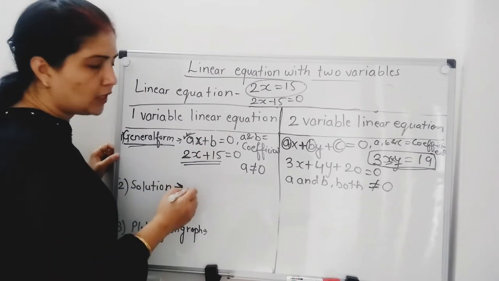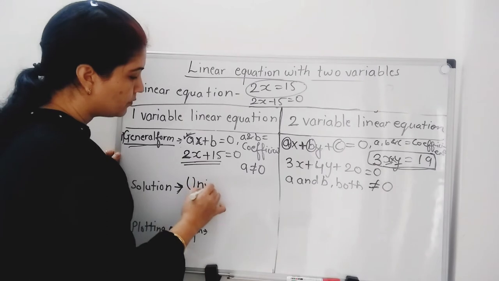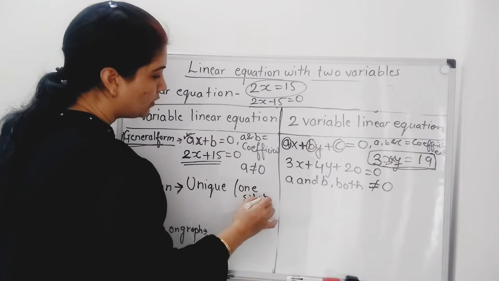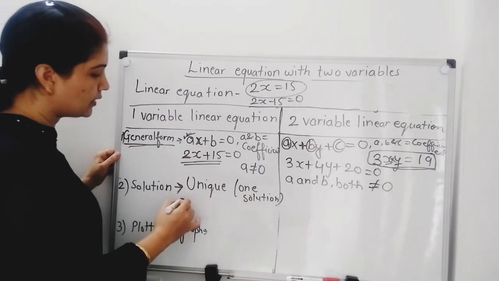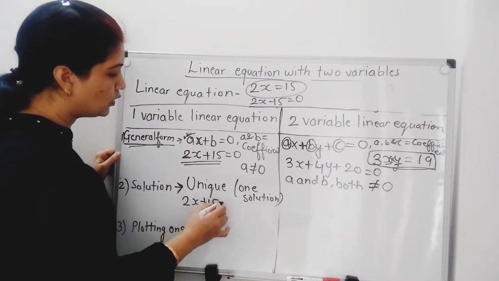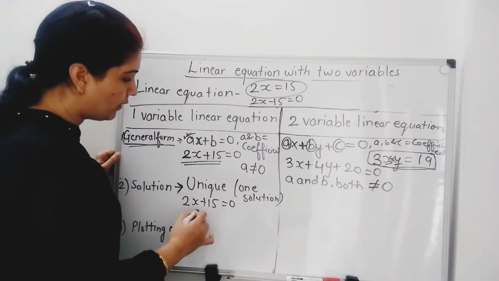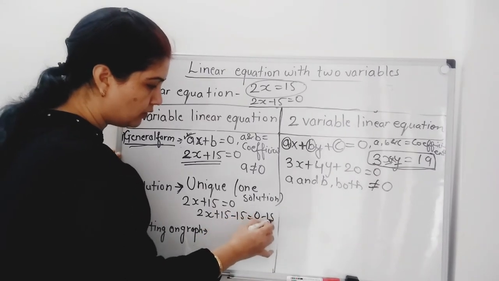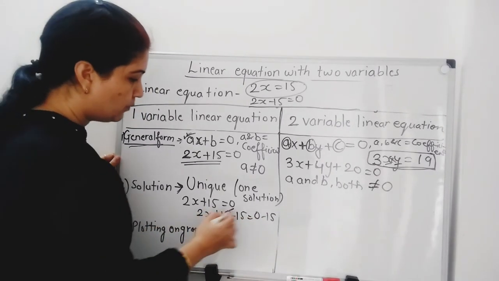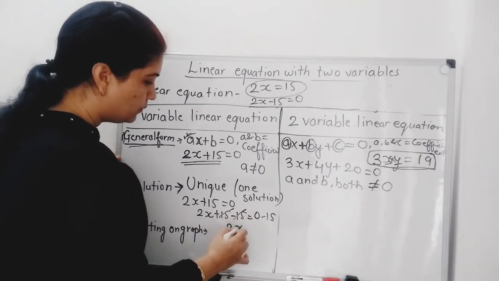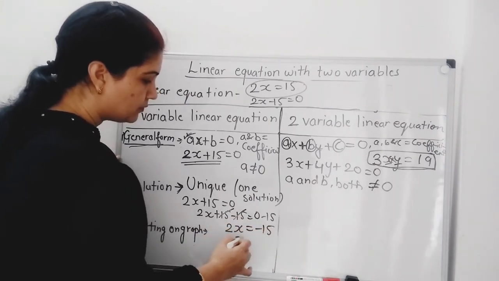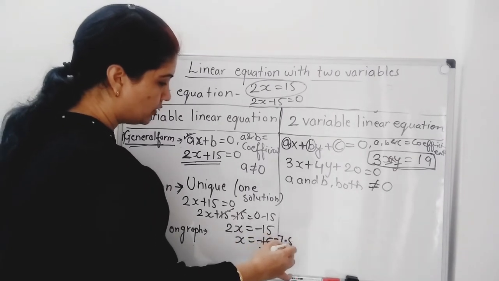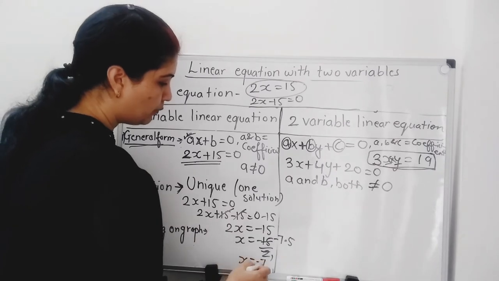In one variable linear equation, there will be only one unique solution. Unique solution means there will be only one solution. Suppose I am taking this example, 2x plus 15 is equal to 0. If I solve, I subtract 15 from both sides, so 2x plus 15 minus 15 and 0 minus 15, and the 15s will be cut. So I will get 2x is equal to minus 15, x is equal to minus 15 upon 2, or I can say minus 7.5.